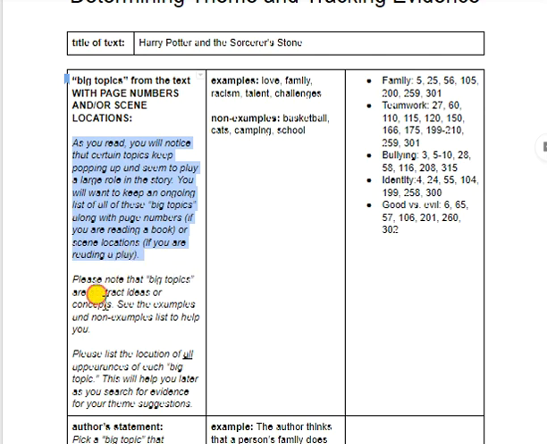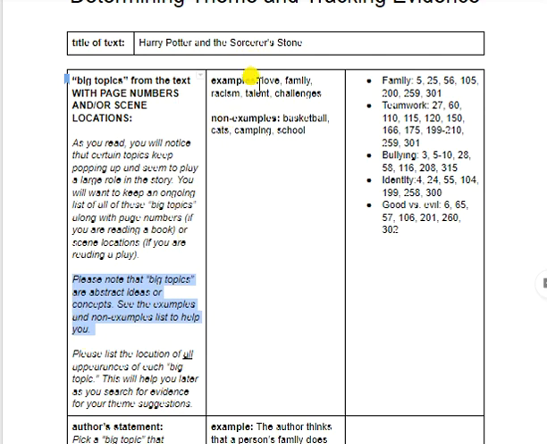Please note that big topics are abstract ideas or concepts, and if you don't know what I mean by that, the good news is I have examples and non-examples to help you. And then as you go, you need to list locations of all appearances of each big topic. That way later you have a lot to choose from as you're searching for good evidence for your theme suggestions. Okay, so what does all that mean?